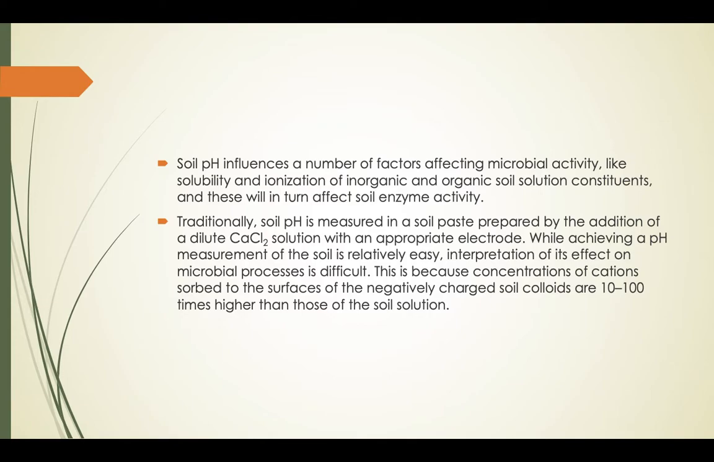We can measure soil pH. Traditionally, what we do to measure soil pH is to prepare a soil paste, normally via the addition of a diluent, such as a calcium chloride solution, and then we use an appropriate electrode. But before we proceed with measuring pH, I think something that I did not really mention is how we get soil, how we process soil.